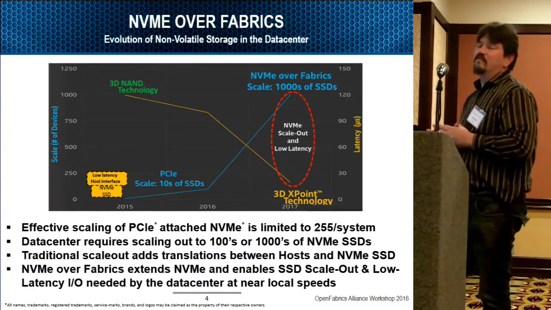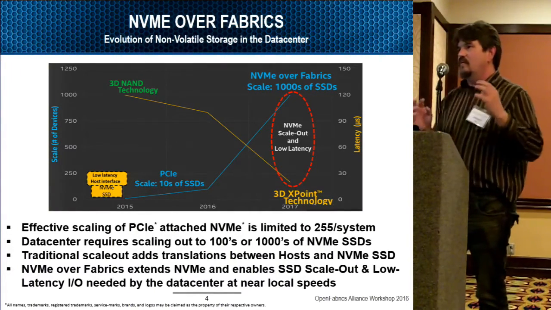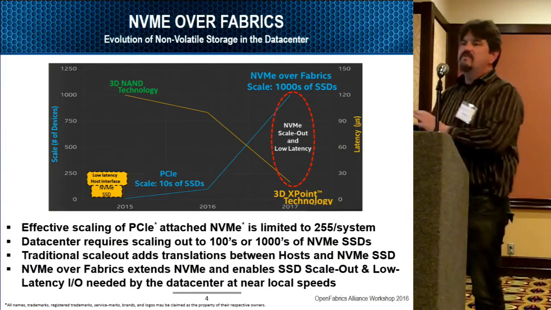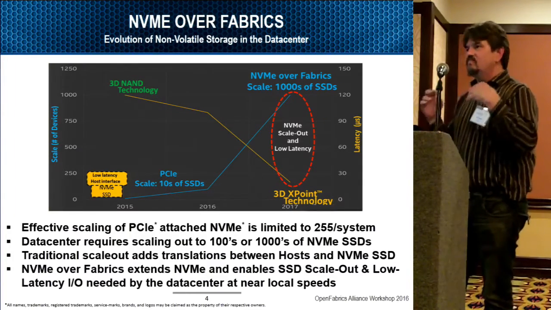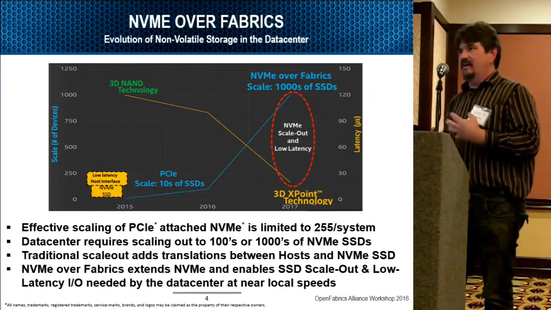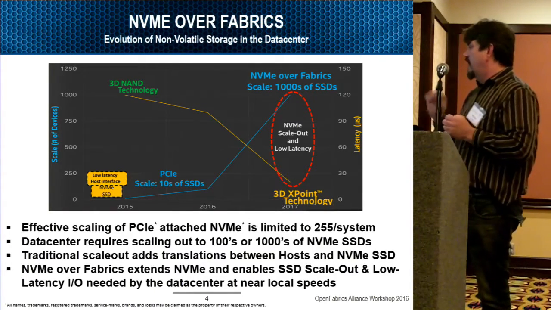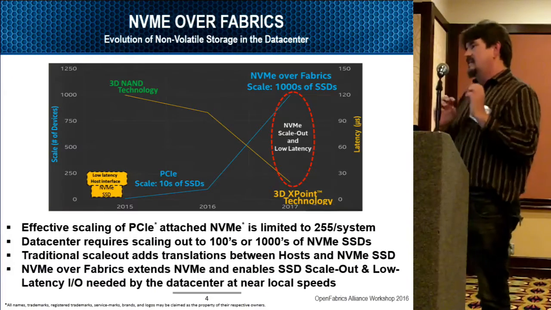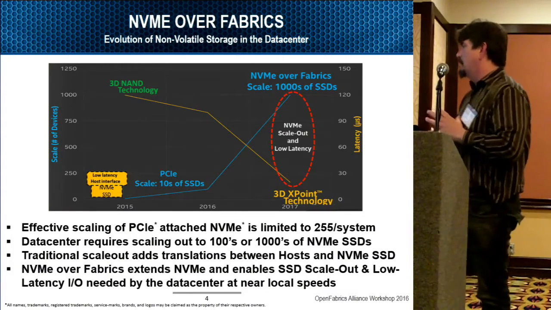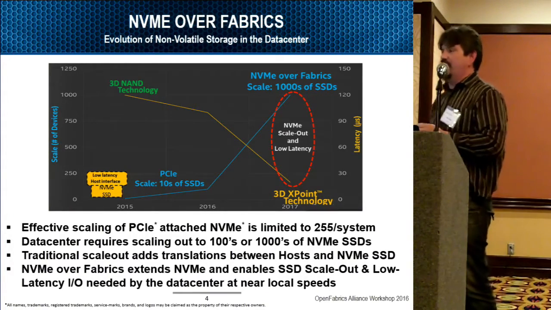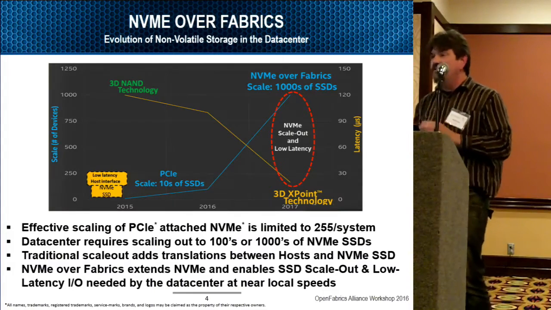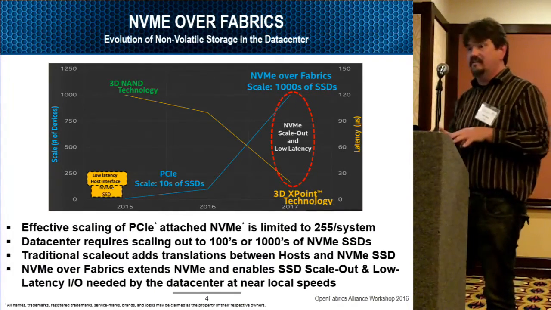So enter NVMe Over Fabrics, which really is a way of scaling NVMe beyond the local system without translating and adding that sort of overhead, and provides a really low latency, high speed method of scaling NVMe onto fabric attached devices at nearly local in the box speeds.